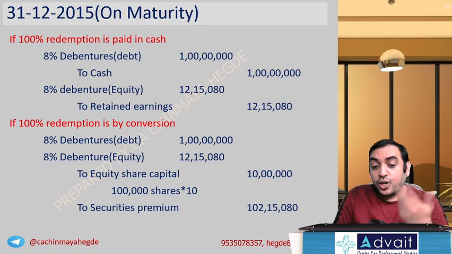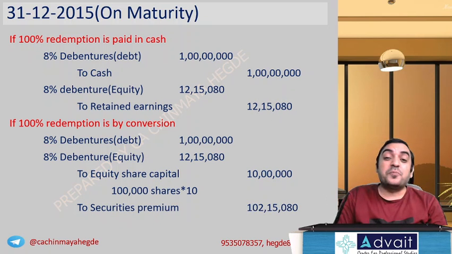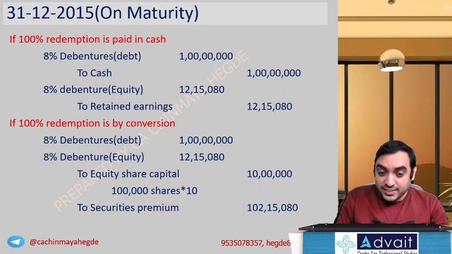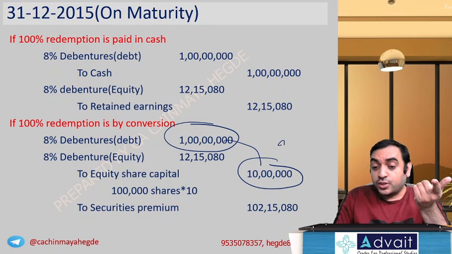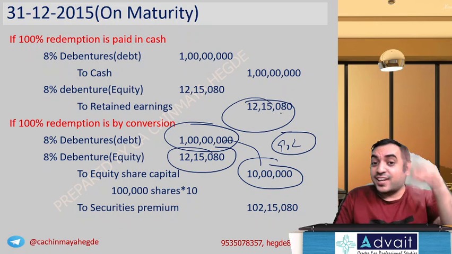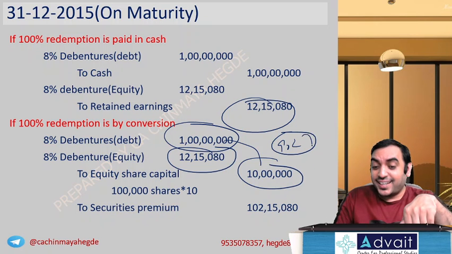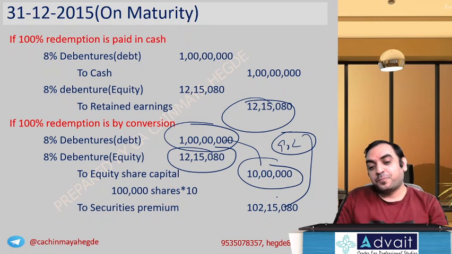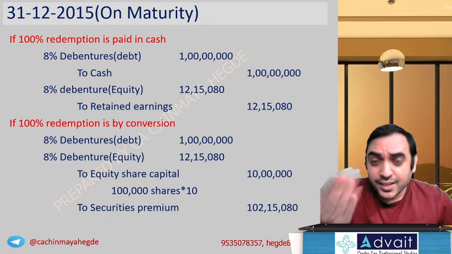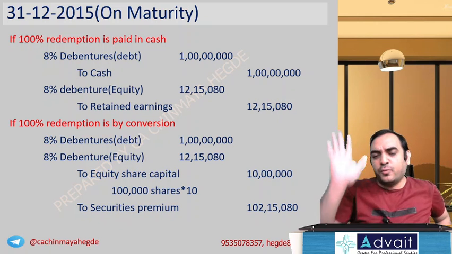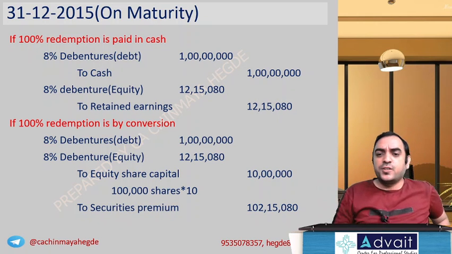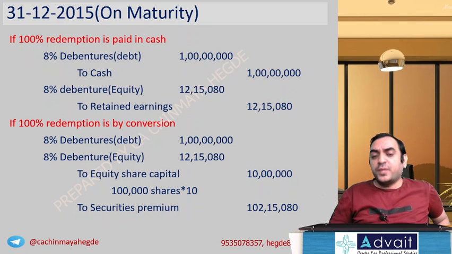Balancing figure will be transferred to security premium, including this equity component. Debenture face value 1 crore. Here 10 lakh. So that 90 lakh will become security premium. Plus this 12 lakh, what is the equity component you recognized, that also will become security premium. This is 100%. If 50-50 converted, proportionately everything will be taken. Proportionately you transfer it to reserves, proportionately you transfer it to security premium, like that.